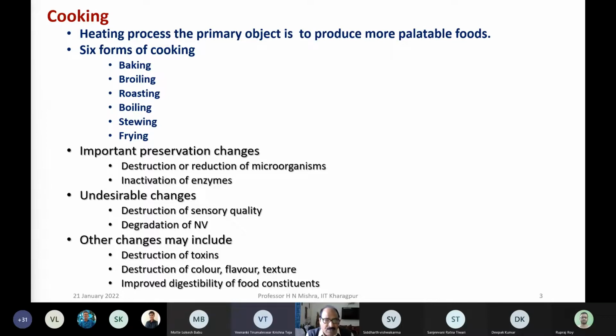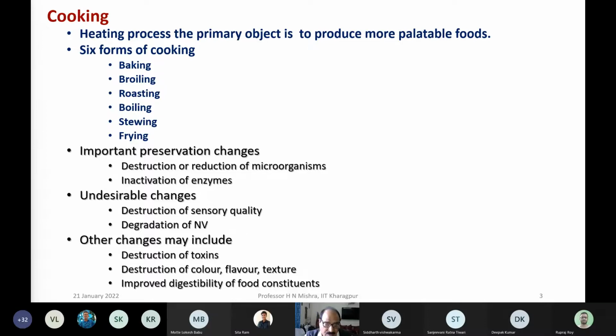So in addition to these undesirable changes, there may also be some other changes in the food, depending upon the type of the food, the amount of the heat that is given, and the form in which the heat is given. It may sometimes result in the destruction of toxins. Some toxins are already produced in food by microorganisms. Many toxins are heat labile, so they get deactivated and destroyed during cooking. There may be destruction of color, flavor, and texture, as I told you.